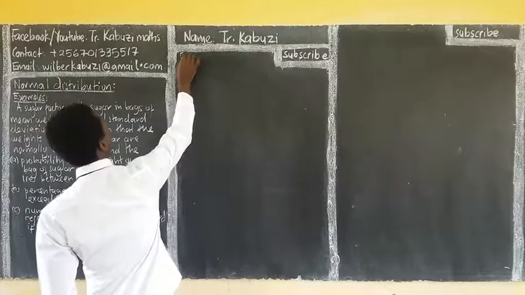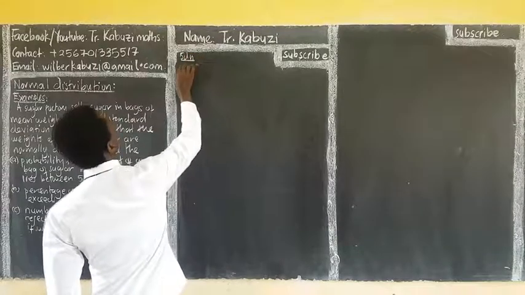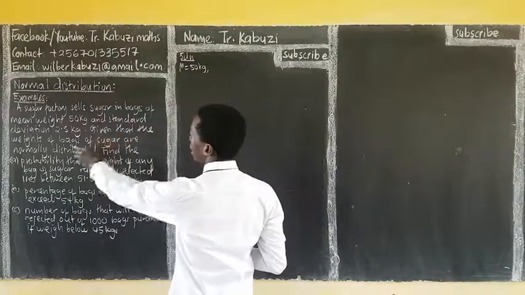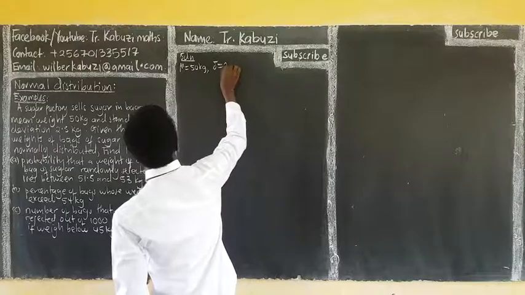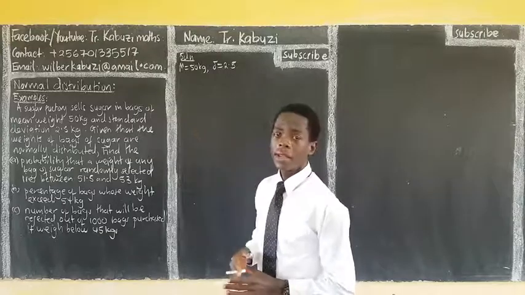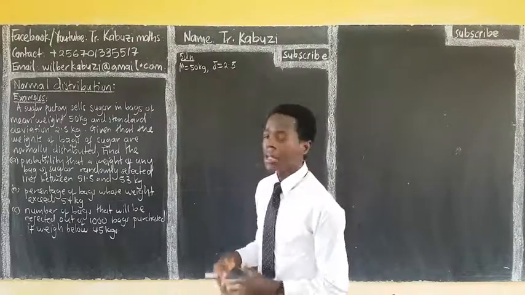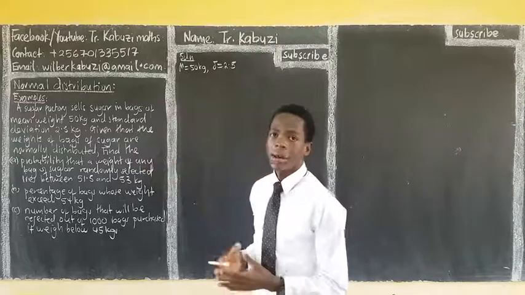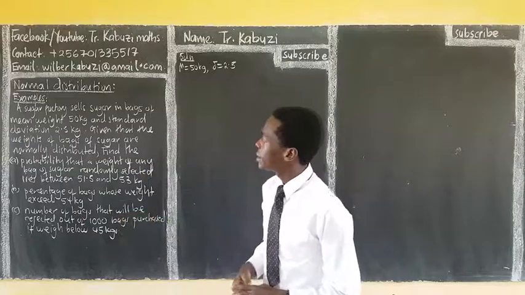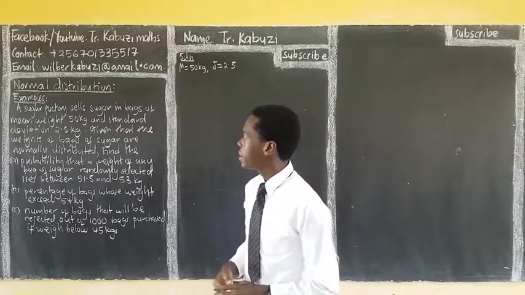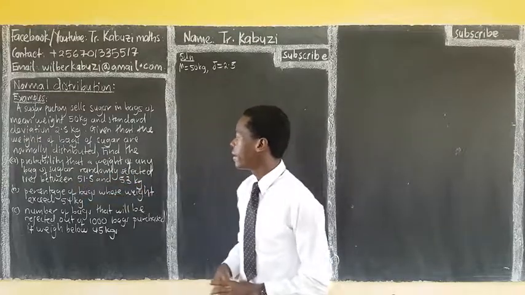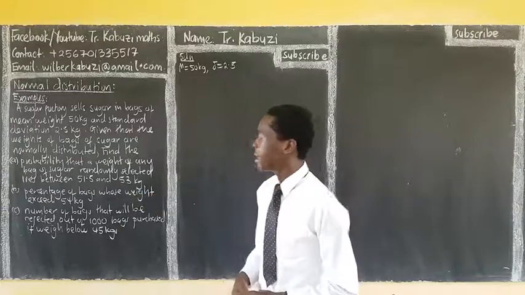In our solution, they are giving us the mean weight, in kgs, and the standard deviation, sigma, which is 2.5. If they give you the variance, you take the square root of that variance to get sigma. But now they are giving us just the standard deviation. Given that the weight of bags is normally distributed, find the probability that the weight of any bag randomly selected lies between 51.5 and 53 kgs.